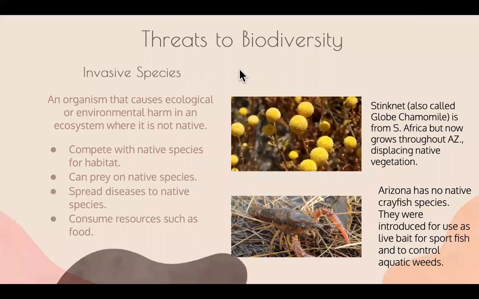Now, another huge issue that is causing losses in biodiversity are invasive species. So first of all, an invasive species is an organism, as I wrote here, that causes ecological or environmental harm in an area where it is not native. Okay, so when I had to do that project with iNaturalist, we talked about whether plants were native or non-native. And native means that they originated and evolved in the area that they are located. So we have plants that have always been in the Sonoran Desert. Those are native.